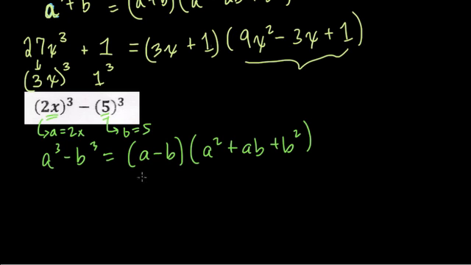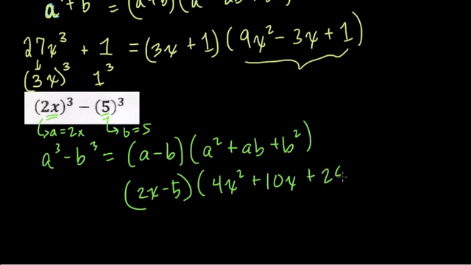And here, b is equal to 5. So now we set it up. We have 2x minus 5 times what? Well, we have 2x squared, or 4x squared, plus a times b, so 2x times 5, that's 10x, plus 25, right? So here, we factored it out using the difference of two cubes. And if we wanted to, we can try and break this down further as well, but usually I think we could stop here. Alright, hope this helped.